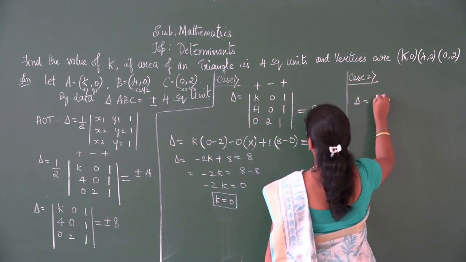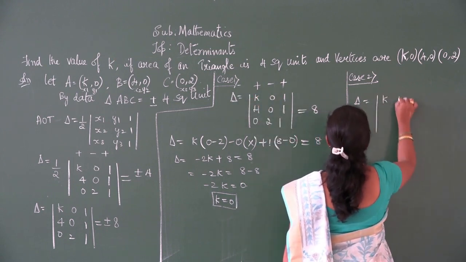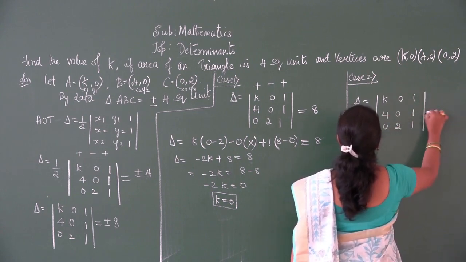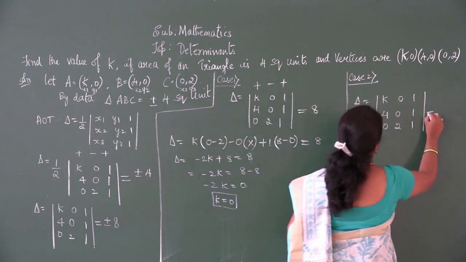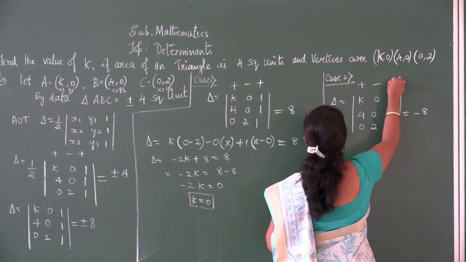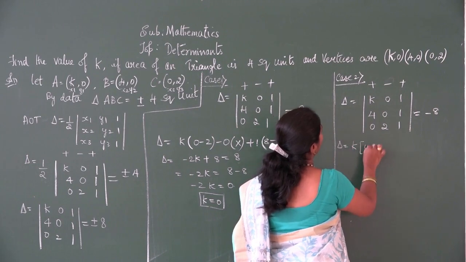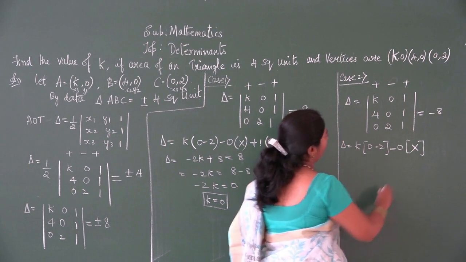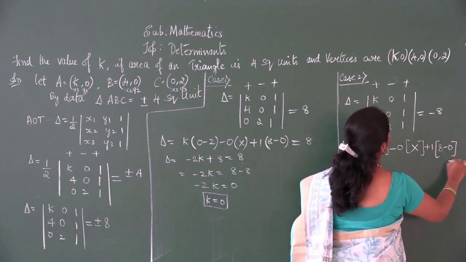What is delta equal to? Delta equal to the determinant of k, 0, 1, 4, 0, 1, 0, 2, 1, which is the second case we are supposed to consider here, equal to minus 8. What are the signs associated? Plus, minus and plus. When you expand the determinant, we get k into 0 minus 2, minus 0 into any term, plus 1 into 8 minus 0, which is equal to what?